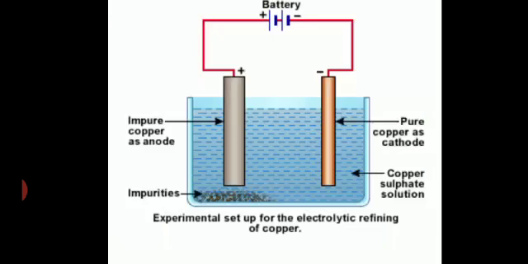You have read it earlier also, in which the impure copper acts as the anode and the pure copper acts as the cathode, and the impurities, known as anode mud or slime, settle down at the bottom of the tank, and the pure copper is collected at the cathode. In this way, the entire process is carried out and the pure copper is collected. That's all. Thank you.